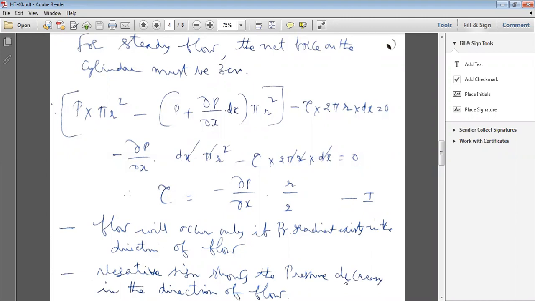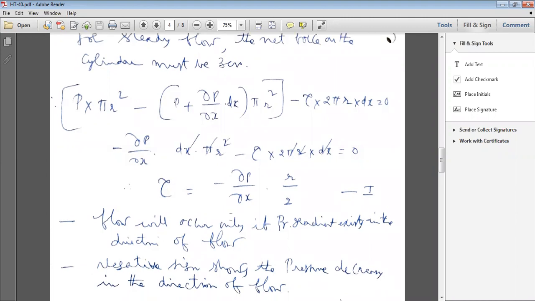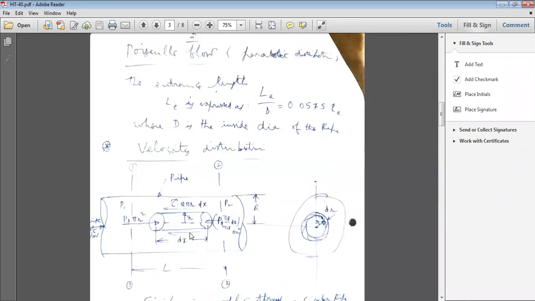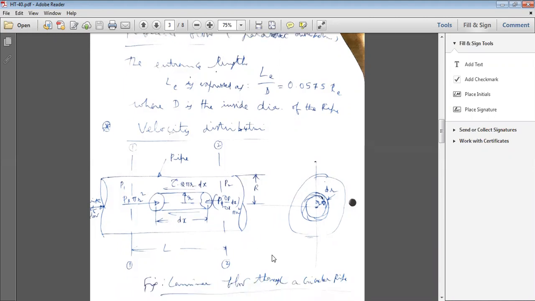So what is the equation for shear stress? Tau is equal to minus dou P by dou x into small r by 2. Here, small r is the variation along the radius, the radius of the fluid element at any value. And capital R is the radius of the pipe. Whenever small r is equal to 0, that is at the center of the pipe, shear stress is equal to 0. Whenever small r becomes capital R, that is at the wall of the pipe, shear stress is maximum.